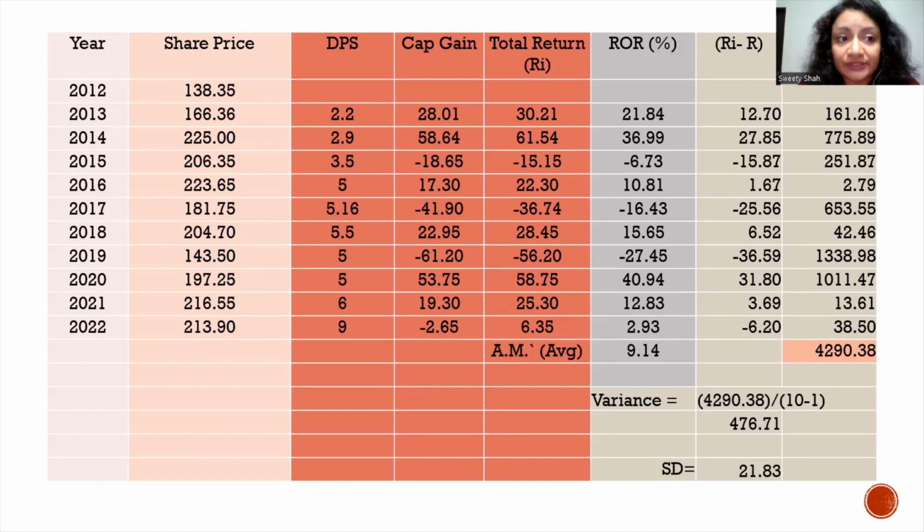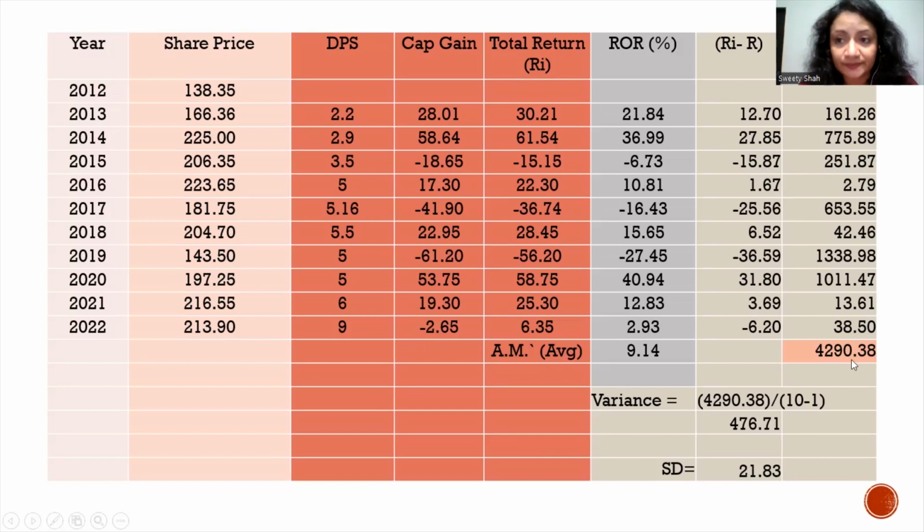To go further, we need to calculate the square of this deviation. The deviation values are already calculated. Just calculate the square of each of these values. So 12.70, the square of that is 161.26. 27.85 squared is 725.89. Then minus 15.87: when you calculate the square of this negative figure, it would be minus, minus, plus, so it is 251.87. Like this, we are going to calculate the square value of each of these deviation values.